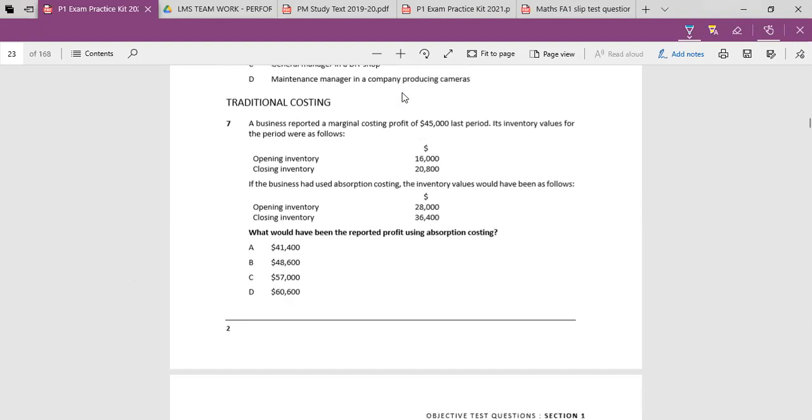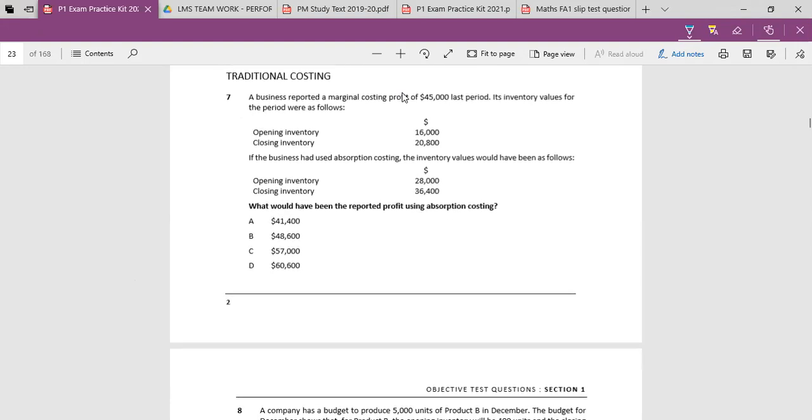So quickly we've run through that. Now coming to the traditional costing, the point we have been discussing from yesterday about absorption costing. A business reported a marginal costing profit of 45,000 last period. I want all of you to make a note of the answers in your notebook so that you will understand the logic behind each question. Then you will be able to do well in the examination also. I know that answers are there. You can take the help of the answers, but right now all of you work it out in your notebooks along with me, because I will also be doing the calculations on the screen.